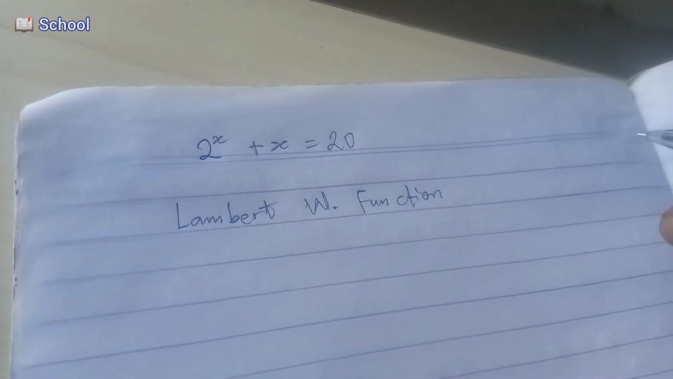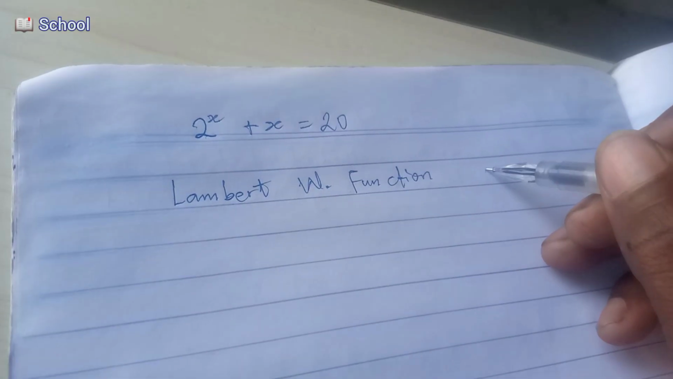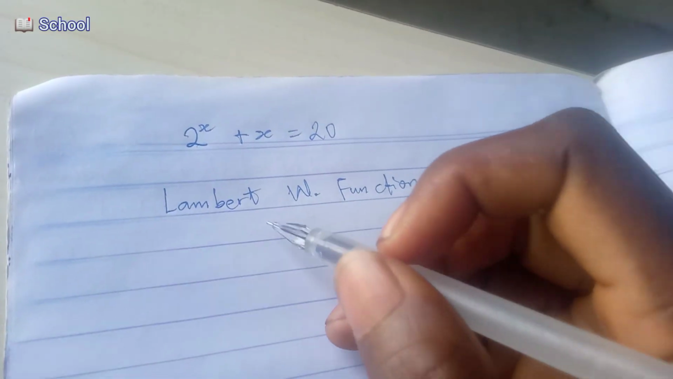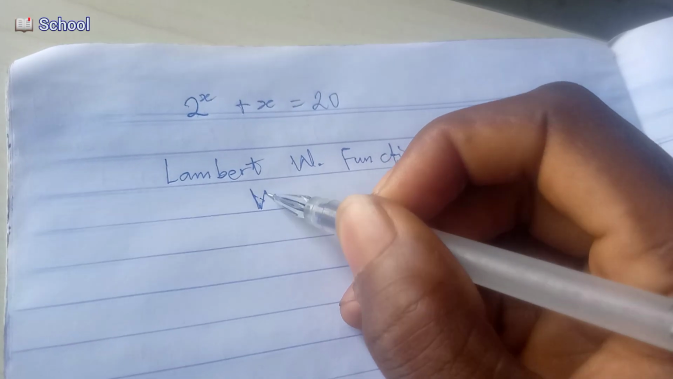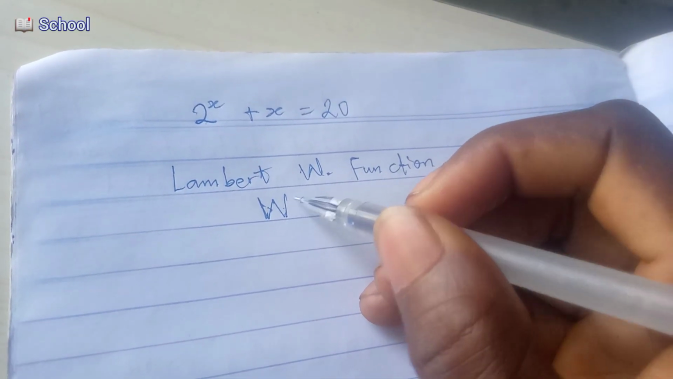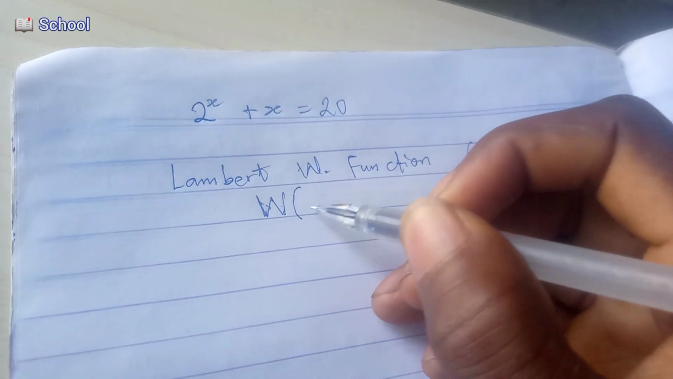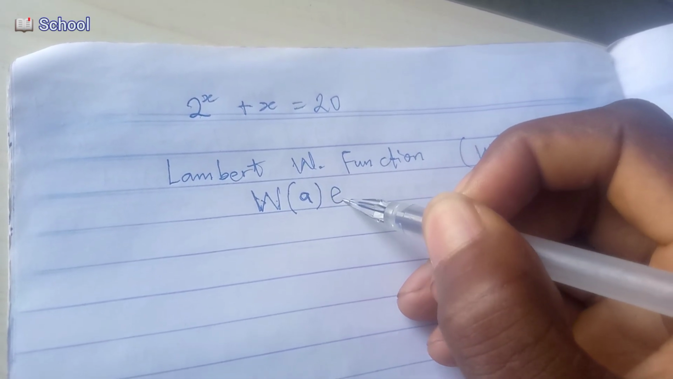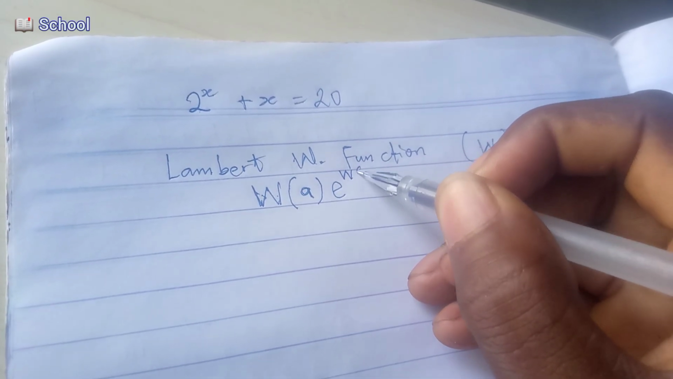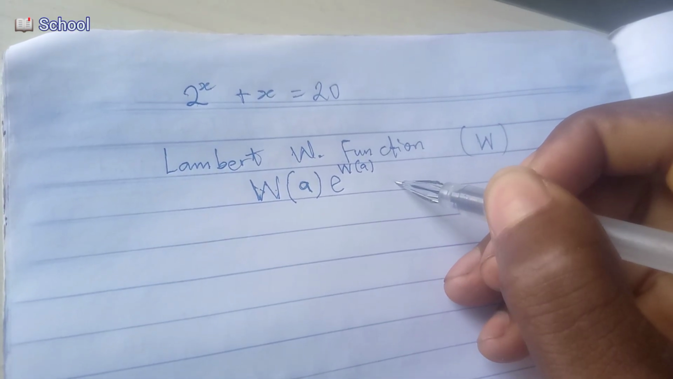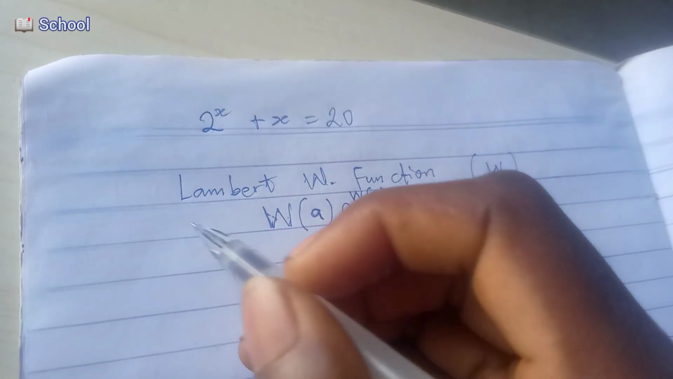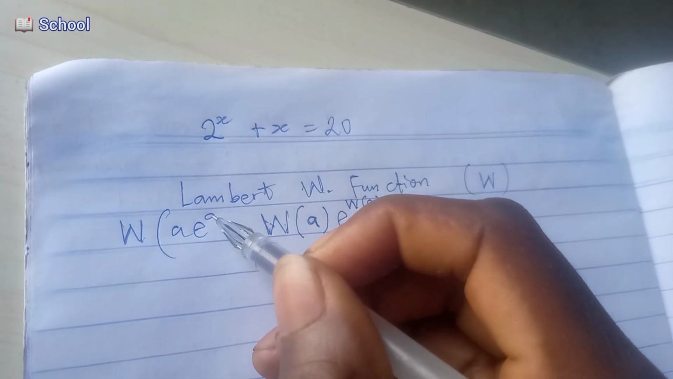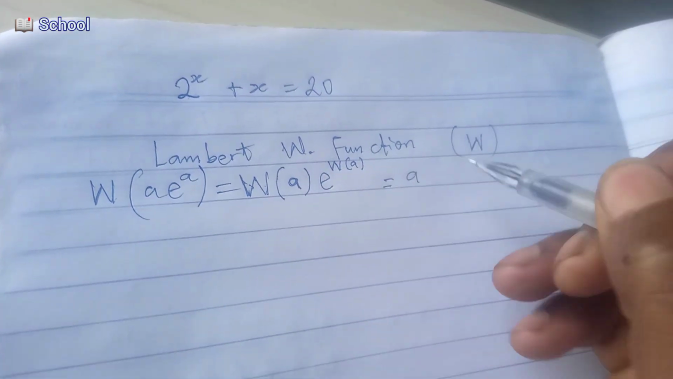The Lambert W function is a special function denoted by the letter W. Now, this is the definition; I've not started solving yet. So the Lambert W function of anything, say A, right? The Lambert W function of A exponential A is equal to A, and this is the same as the Lambert W function of A e to the power A is equal to this and is equal to this.